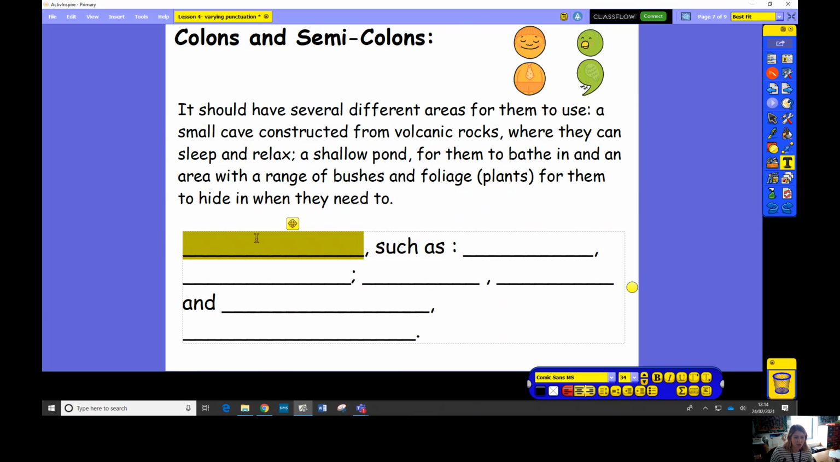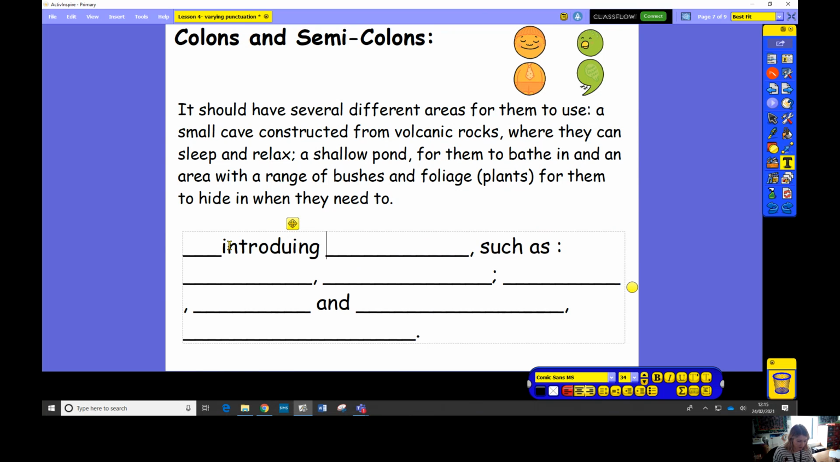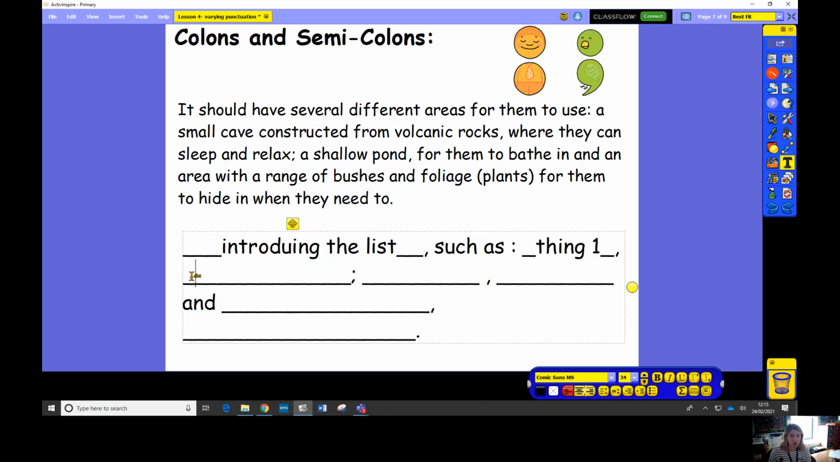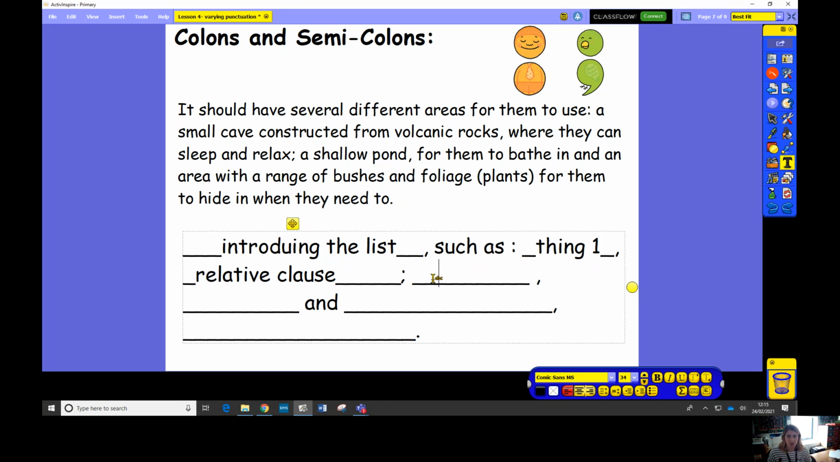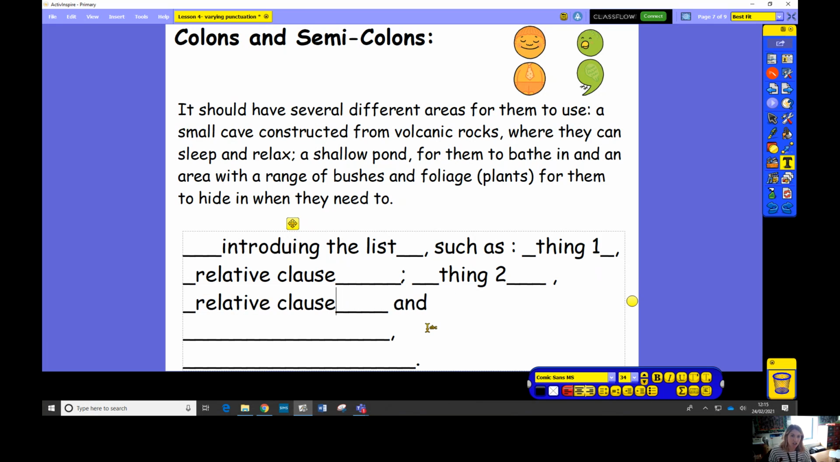So here is, oh, for goodness sake. This is the introducing the list. Okay. Then I've got such as, so then I've got thing one, which I'm talking about, and then I've got a relative clause. So here, a small cave, which is thing one, constructed of volcanic rock, which is a bit of an extra detail, where they can sleep and relax. Yeah? Then a shallow pond. So this is thing two, and I've separated that with a semicolon. Okay, thing two, and then this is my relative clause about that. But then I've got to use, because I'm only doing three, I've got to use an and. So I don't use a semicolon this time, I use an and. This would be thing three.